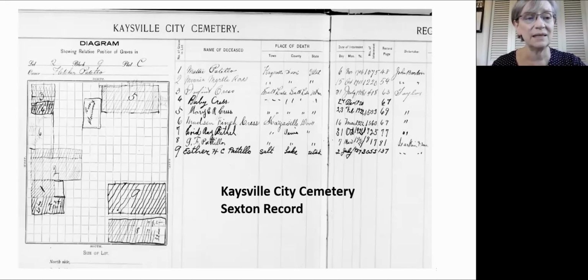Notice that these sexton records have a lot of great information, not just who's buried where, but the place of death and the date of interment, and very often they'll even have the cause of death and other family members.